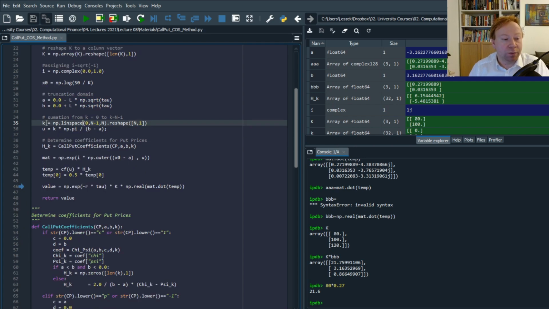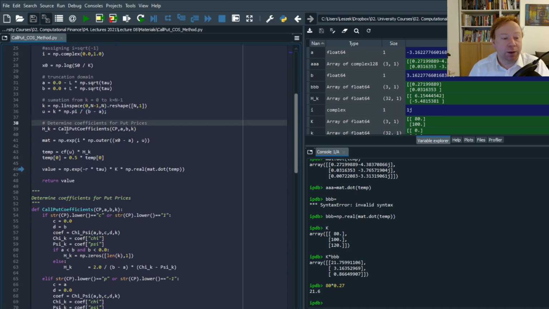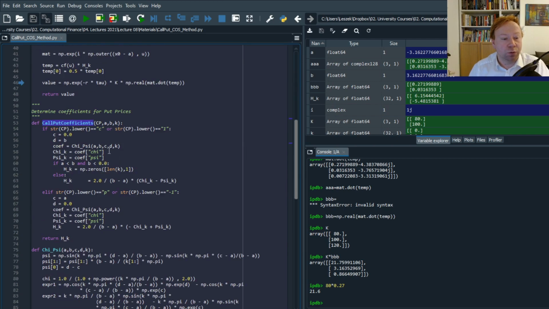Now we define the strikes. Here is our running summation. Remember, we have a number of expansion terms from 0 until n-1, so this is the iteration. We do some change of variables. We redefine u, which is k times pi over b minus a. And then here we calculate the coefficients. I already mentioned before, those coefficients are just hard-coded.